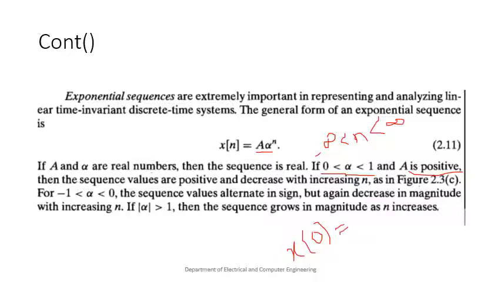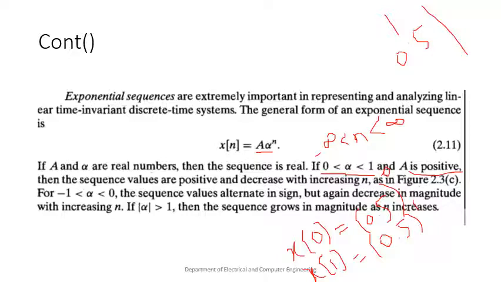A is positive, so we don't need to write A, and alpha is between 0 and 1. Let's say 0.5. So 0.5 raised to power 0 gives 1, since anything raised to power 0 is 1. Then x of 1 is 0.5 raised to power 1, which is 0.5. So we can see that if I select this value of alpha, we are going down.